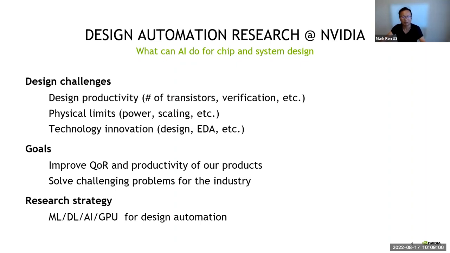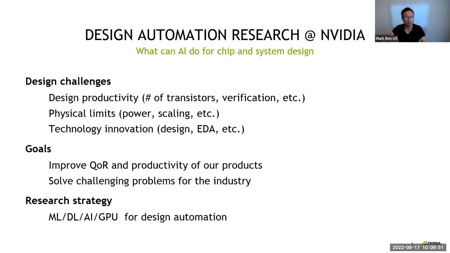I lead the design automation research at NVIDIA, and we are trying to meet the design challenges, such as the productivity challenge: the number of transistors increases dramatically, 80 billion transistors in the latest chip, which you have to design and verify. There are also physical limits, like the power envelope, which you cannot exceed a certain number of watts, and scaling challenges, because we are going to 3 nanometer and beyond. Then there are technology innovation challenges, such as how to come up with new design ideas, as well as new design automation methods. So these are the challenges.